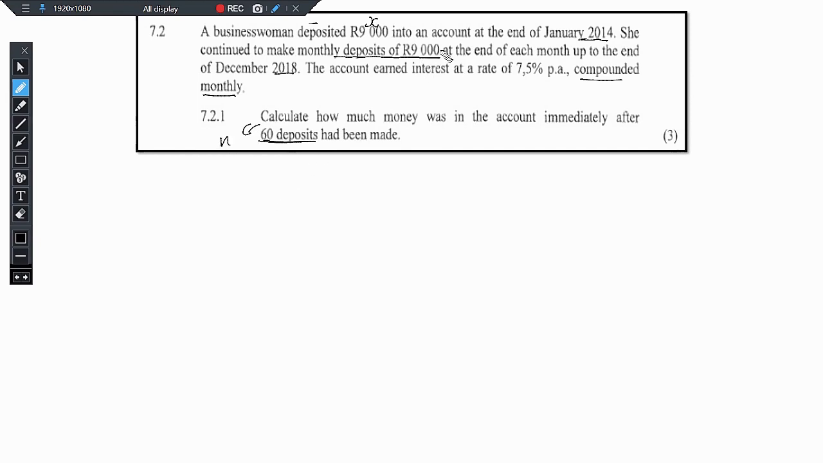And then even if you were to check from 2014 all the way to 2018, that's exactly 5 years. So 2014, 2015, 2016, then 2017, and 2018, that's 5 years. And then how many months are in 5 years? It's 60 months. So if there's 60 months, that means 60 monthly deposits have been made. So to start with our future value formula, there we go.